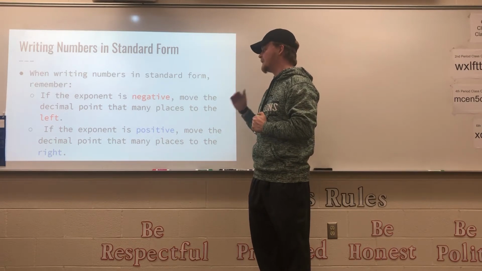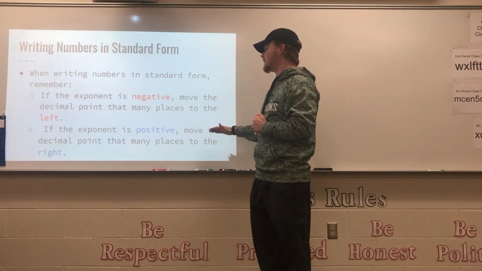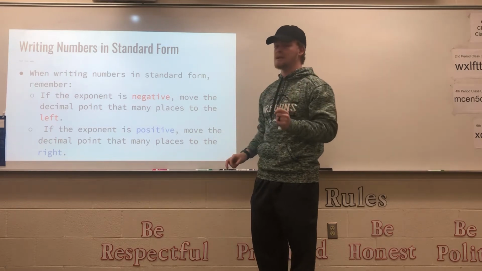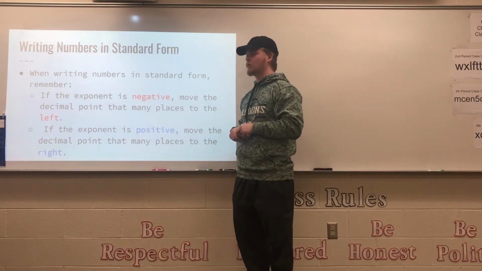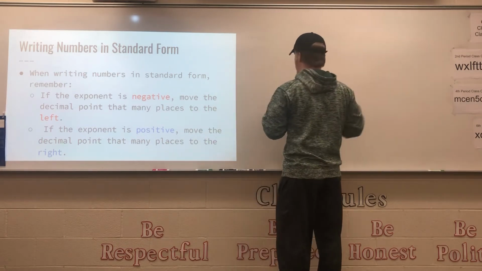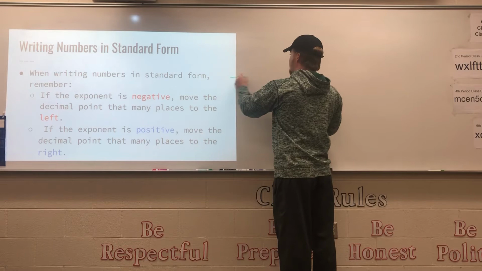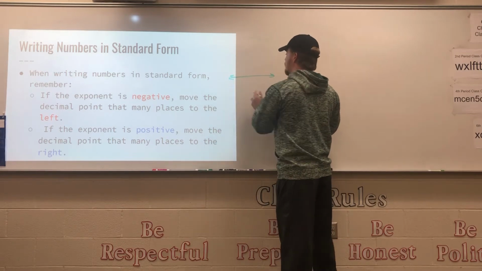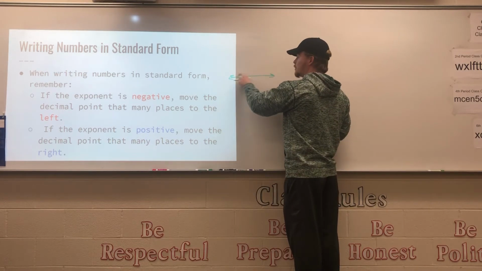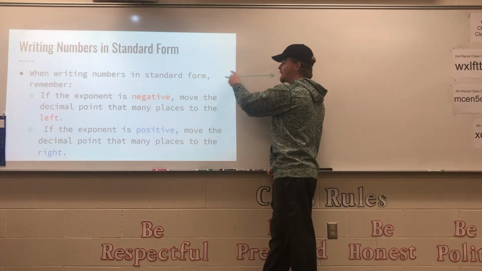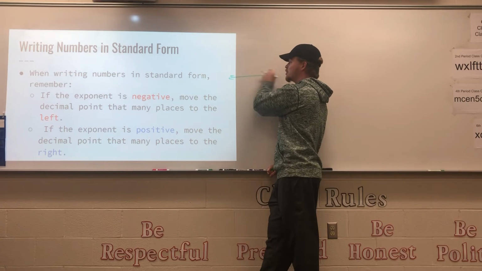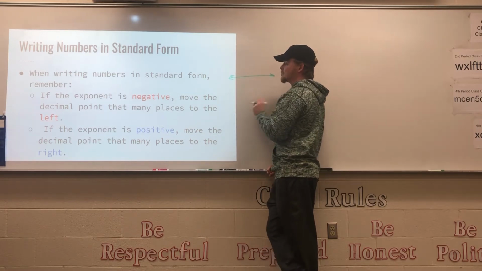And just the opposite, if the exponent is positive, move the decimal point that many places to the right. So very, very important to keep these straight with what you're doing. So think, if you have a coordinate plane or a number line, when you're going to the left, you're going down, towards the negative numbers. So negative, you go left. Positive, you go right. Make sure you keep that straight for what you're doing.